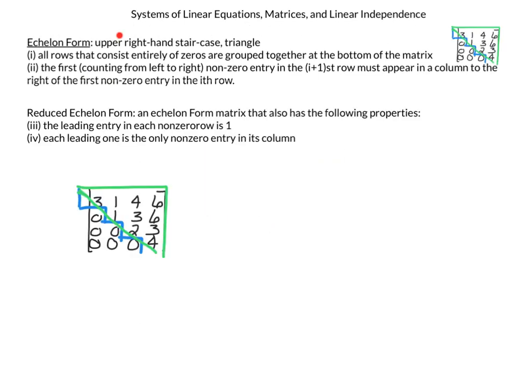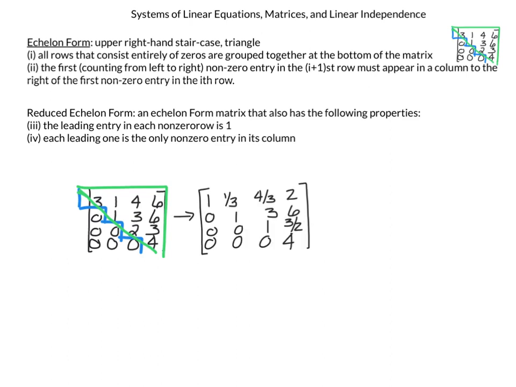Now that we have the formal definition of echelon form, we can introduce reduced echelon form, which is an echelon form matrix that also has the following properties. 1, the leading entry, remember that's the first non-zero entry in each row, is equal to 1. And we can make that happen by simply dividing each row by the leading entry. So dividing the first row by 3 will make our leading entry 1.